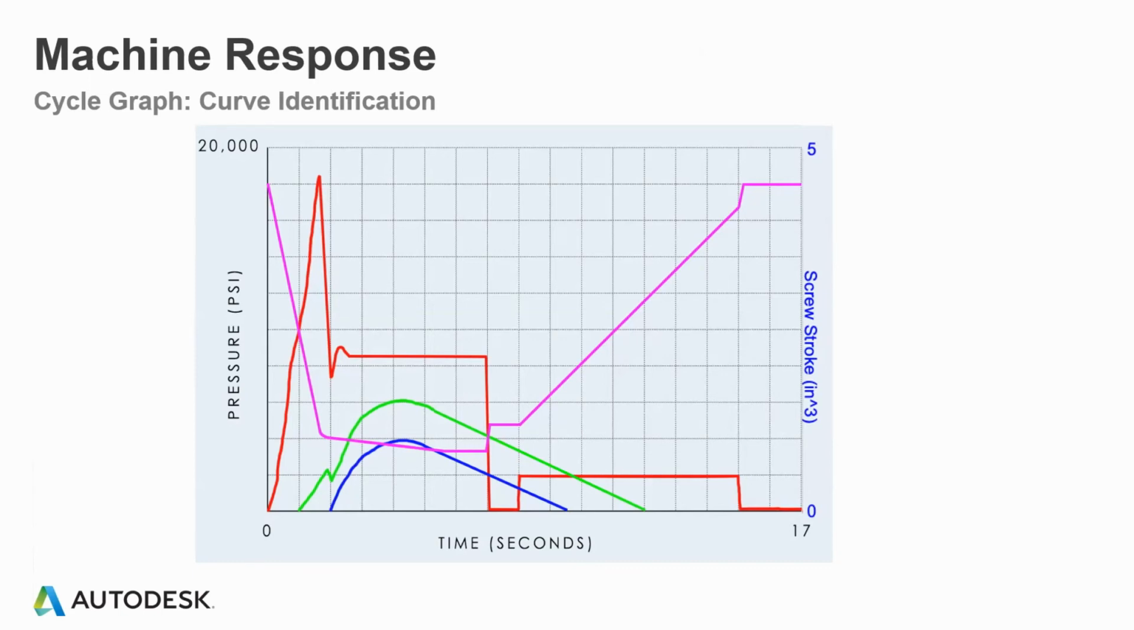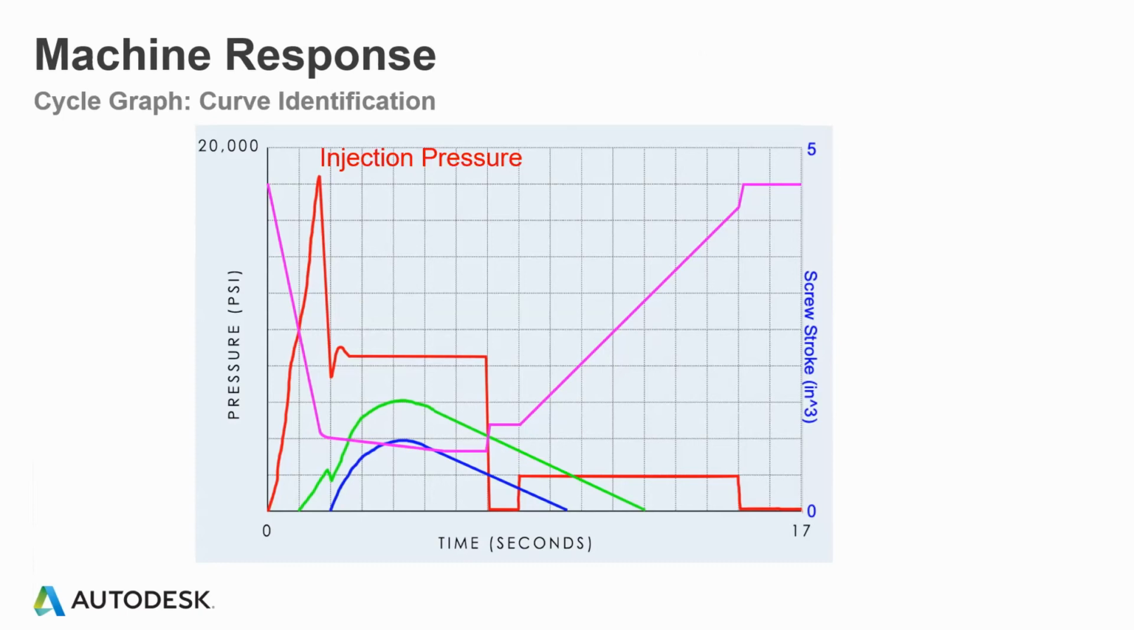This may not be an entire cycle. In the vertical axis for three of the curves is pressure in PSI. And then we also have a screw stroke curve that's in volume, cubic inches. To identify these curves, we have the red curve, which is the injection pressure.